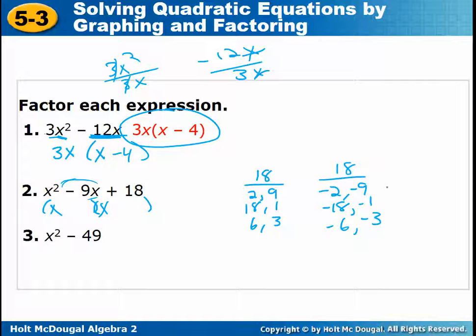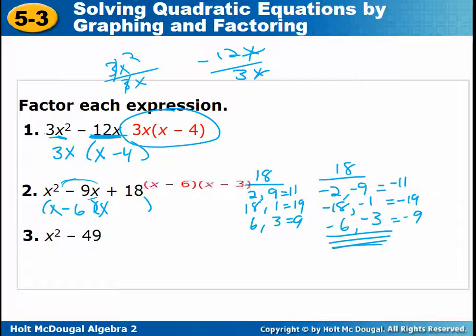So we need a negative 9. We need the sum of these to be negative 9. That's positive 9. If we add these together, we get negative 11, negative 19. There's our negative 9. These are the factors we want. So in my parentheses, I write minus 6, minus 3.